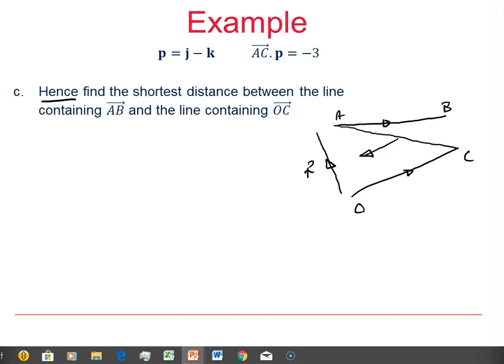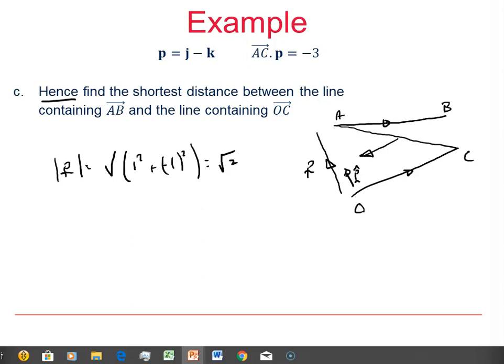So the only thing we haven't done is used a unit vector in this direction, P hat, rather than P. So what we need to do is to divide by the length of P. So we can say that the length of P is equal to the square root of 1 squared plus negative 1 squared, which is root 2.